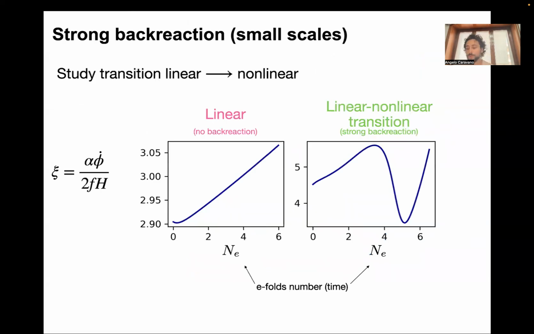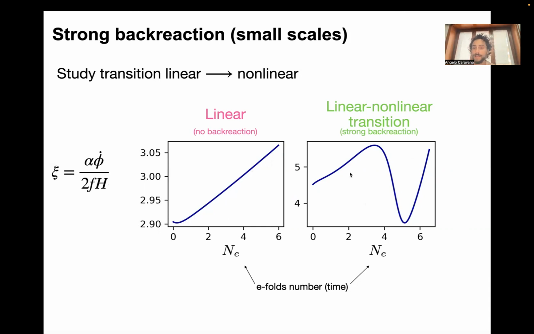But of course, I told you that the original purpose was to try to understand what happens in this model beyond perturbation theory. And I'm going to talk about that in the last few minutes. So what we see here on the left plot is what happens to this parameter xi, which is basically the inflaton velocity with some constant and the Hubble scale in the denominator. And you see that, as I told you, in the linear regime, this will be monotonically growing.